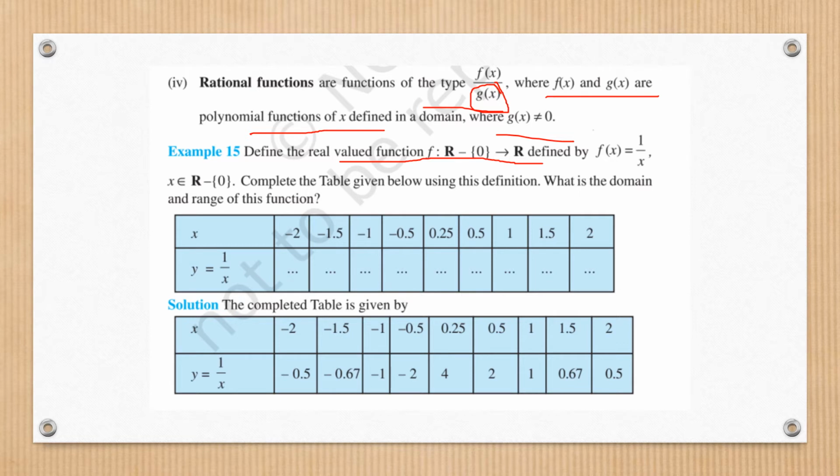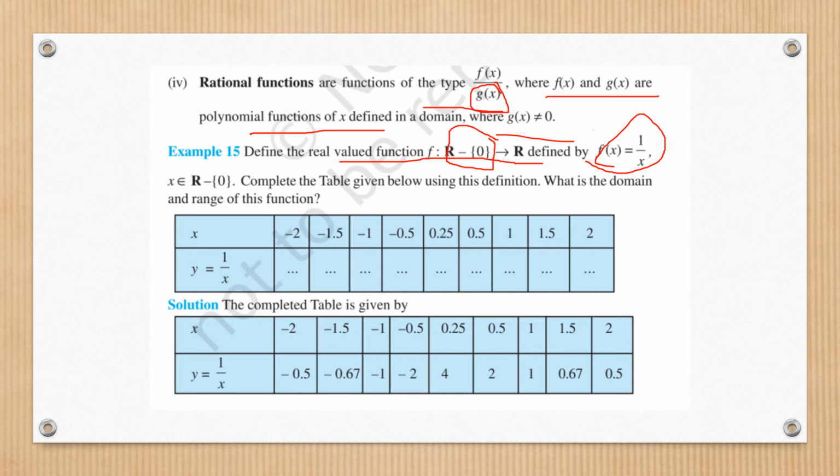Example 15 is to find the real valued function f mapping from R minus 0 to R. What is the meaning of this R minus 0? That means you should take a domain in which you will not put 0. All real numbers are allowed, but 0 you cannot take. Why? Because f(x) is 1 by x, and this function is only defined when x is not equal to 0.